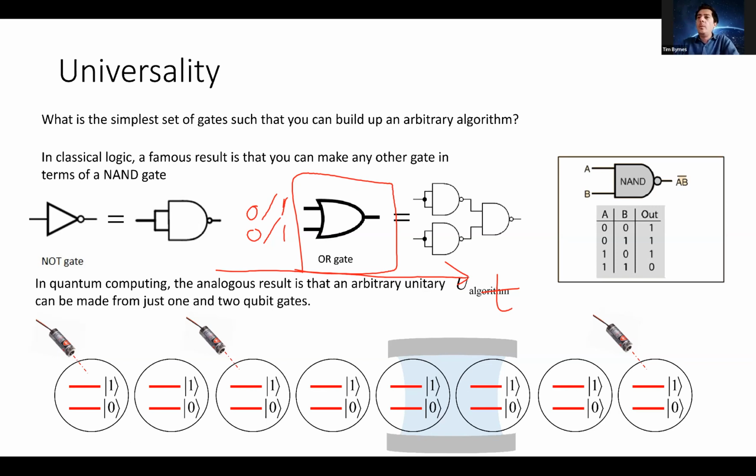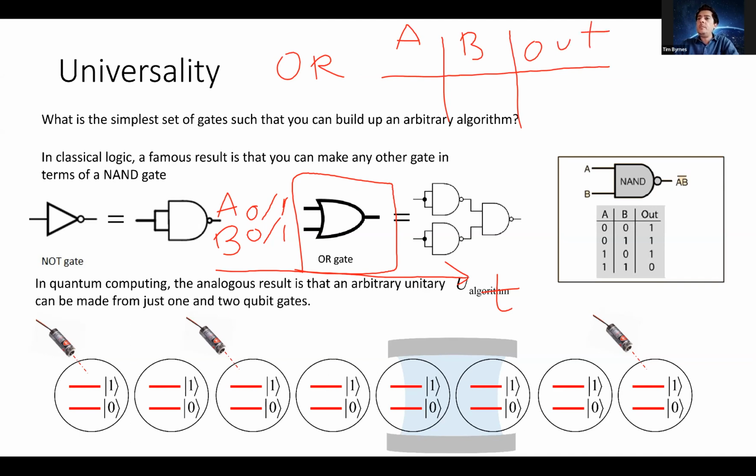The rule for the OR gate, maybe we can follow the notation on the right. A is the first input, B is the second input, and then the output. Everything is binary, so there are 4 combinations of inputs: A can be 0 or 1, B can be 0 or 1. Ultimately there are 4 different input combinations.